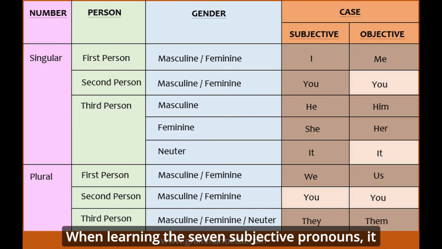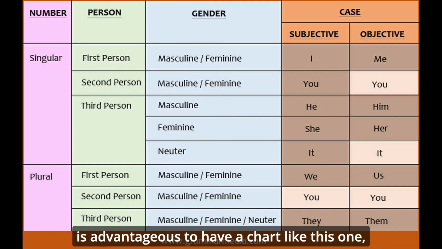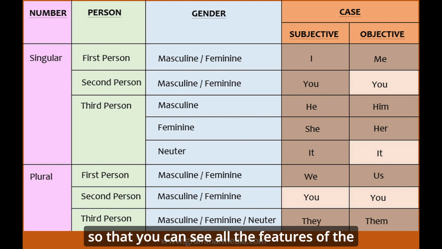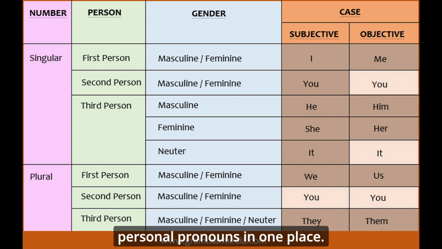When learning the 7 subjective pronouns, it is advantageous to have a chart like this one so that you can see all the features of the personal pronouns in one place.